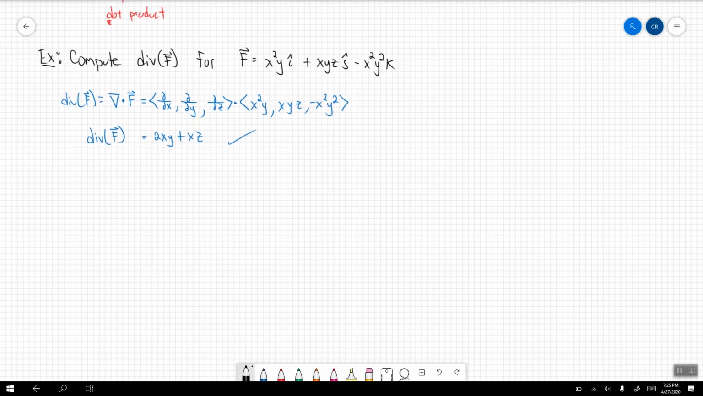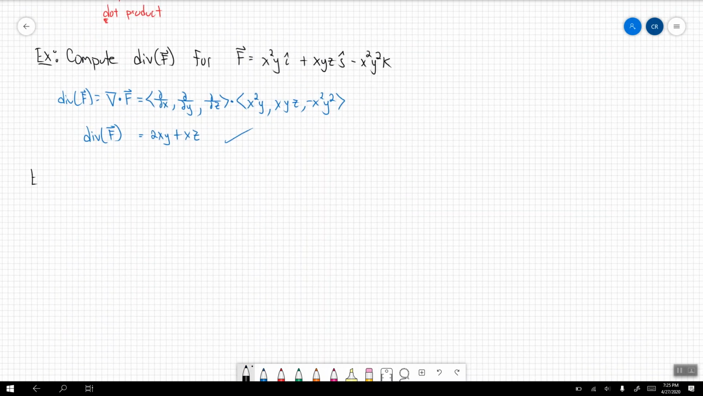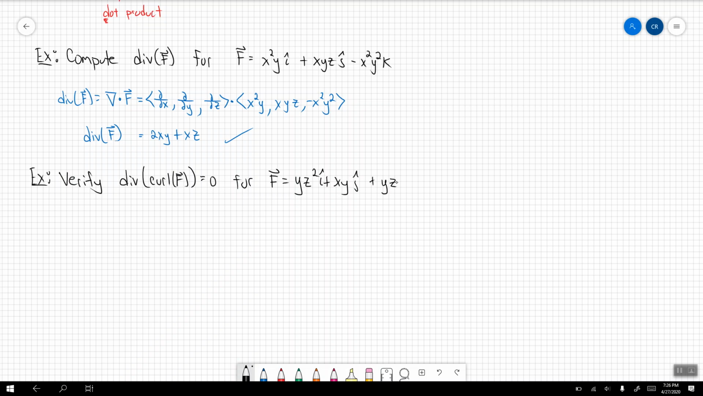Now, let's take it up a notch, just a little bit more, just to make sure that we get what's happening here. So I want to verify that the divergence of the curl of f is equal to 0 for this vector field. Say that it's yz squared plus xy, oops, sorry, that's in the i component, xy in the j component, plus yz in the k component.